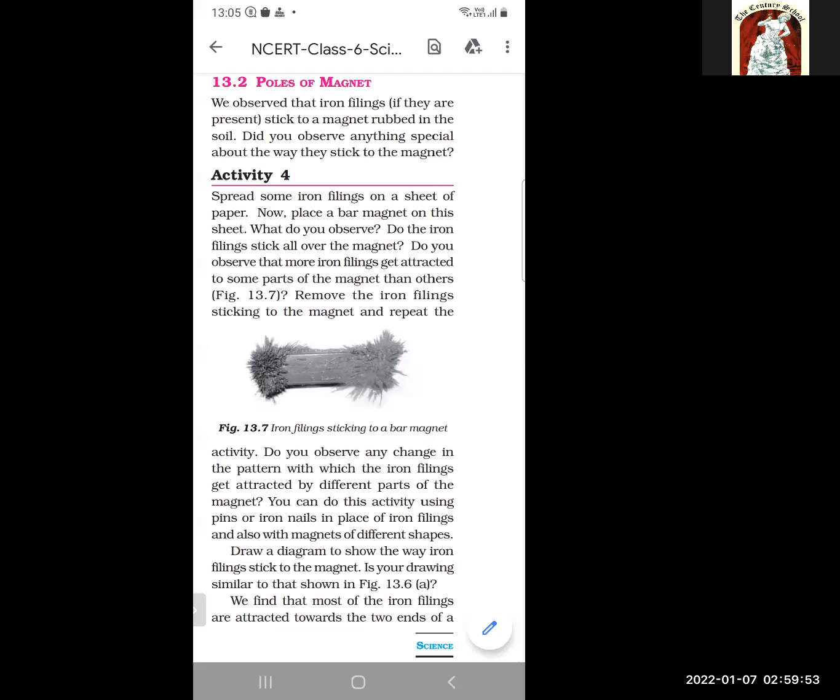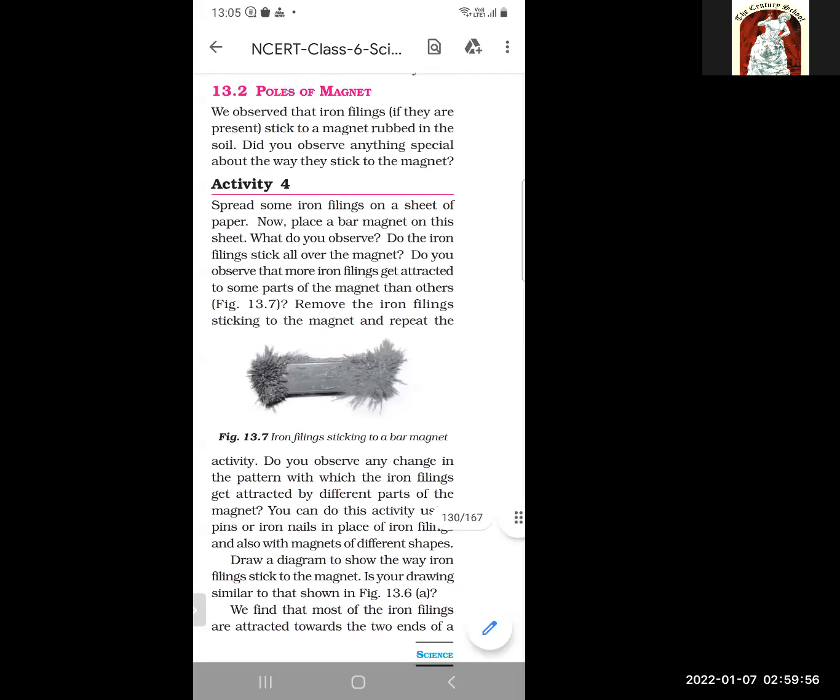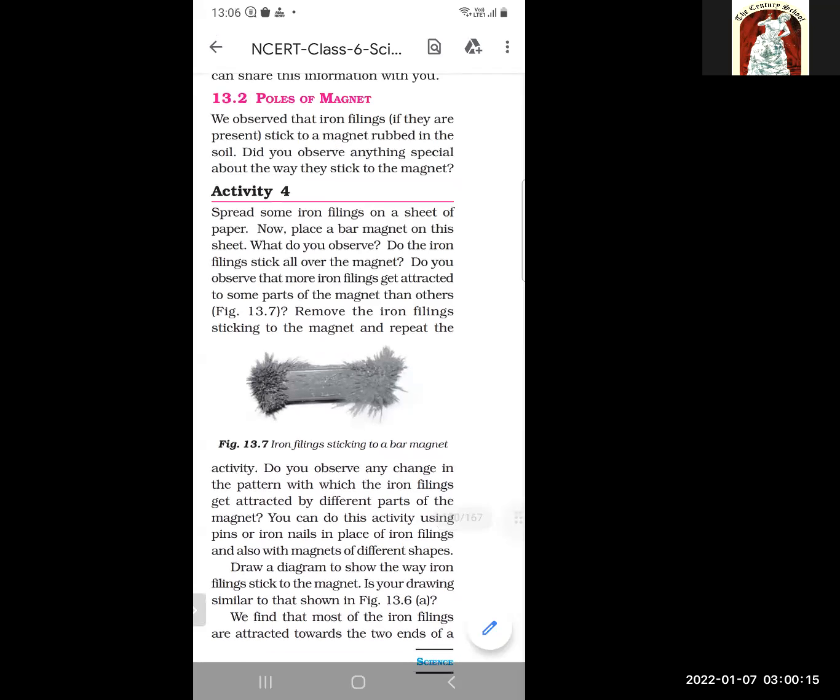So you have to remember a magnet has two poles. First is North Pole and second is South Pole. And what is activity 4? Firstly, we will take a bar magnet and put it on the iron filings, and these iron filings stick to the ends. These ends are called poles of the magnet. So a magnet has two poles. What is the pole? First is North Pole and second is South Pole.